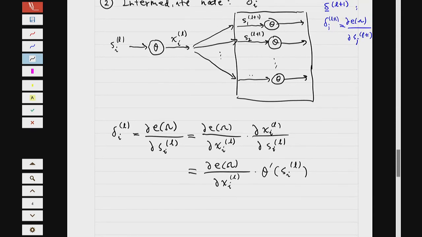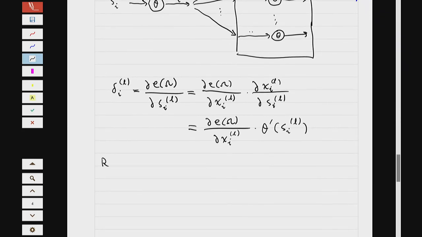Partial with respect to Xi. But again, this one, Xi, goes all the way to E of omega through these multiple paths. There are multiple pathways to get to the end. So now we have to use a fancier chain rule.